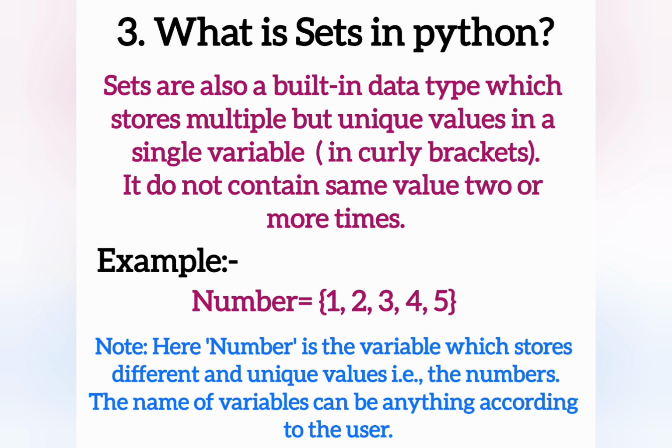The thing we also have to note is the format of a set. The list stores data in square brackets, the tuple stores data in parentheses, or we can say small brackets, and the set stores data in curly brackets. So these are the formats one should always keep in mind.